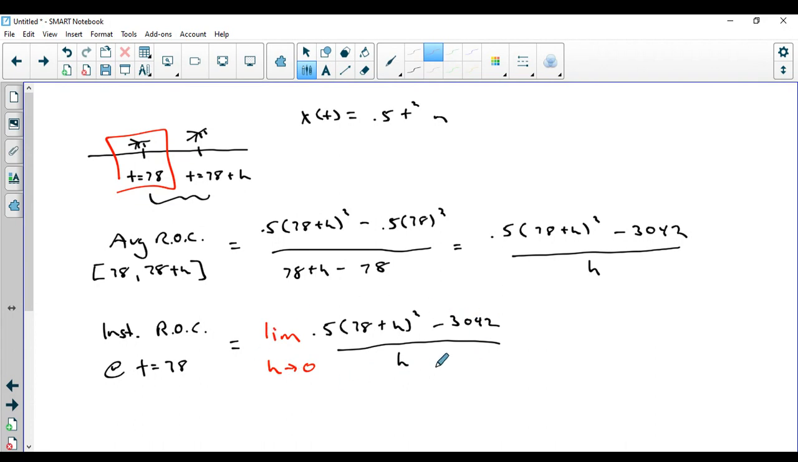Now, how do you actually do this? How do we compute this limit? Again, if you had pre-calc last year, you know how to do it. If you didn't have pre-calc last year, we will show you how to do it. It's just a little bit of algebra. It's actually not too difficult, but we're not going to do that now.